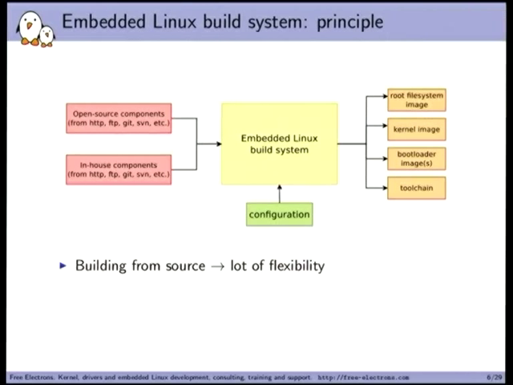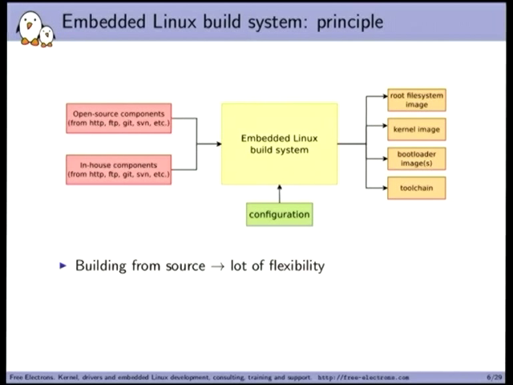So the principle of those tools is, there are many tools in this area, but the principle of all of those tools is more or less the same. Basically, they take some source code, either from open source components or in-house components, from their Git trees or tarballs on the web. And they are going to produce, at the end, a root file system image that contains all your applications and libraries and init scripts and config files and so on. Possibly a kernel image, a bootloader image, and a cross-compilation toolchain.